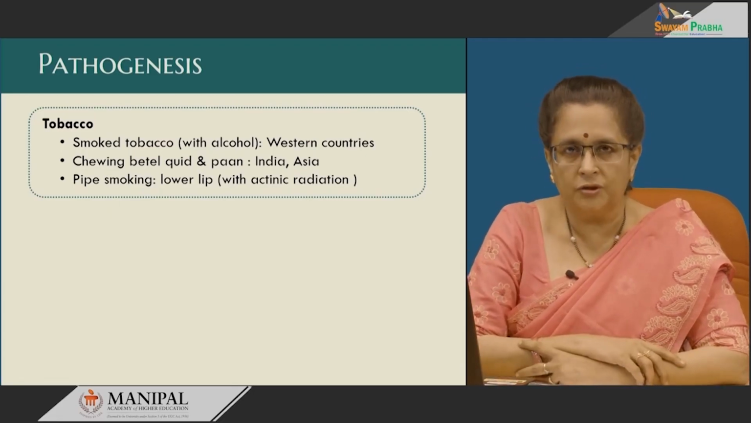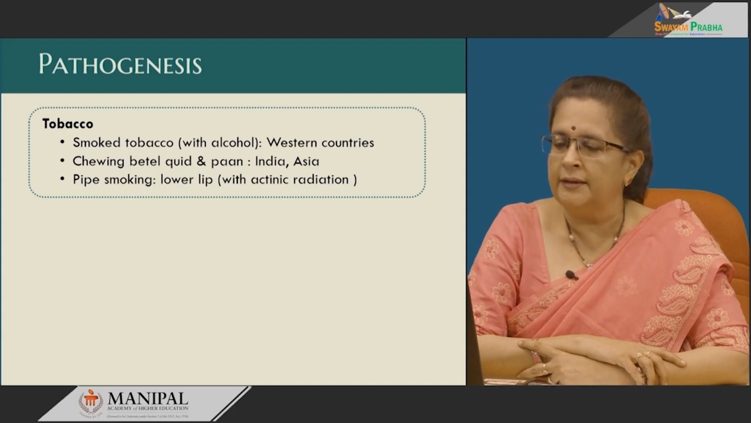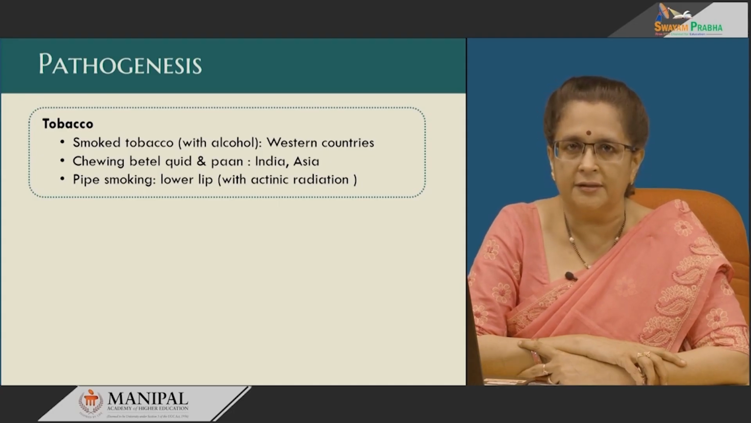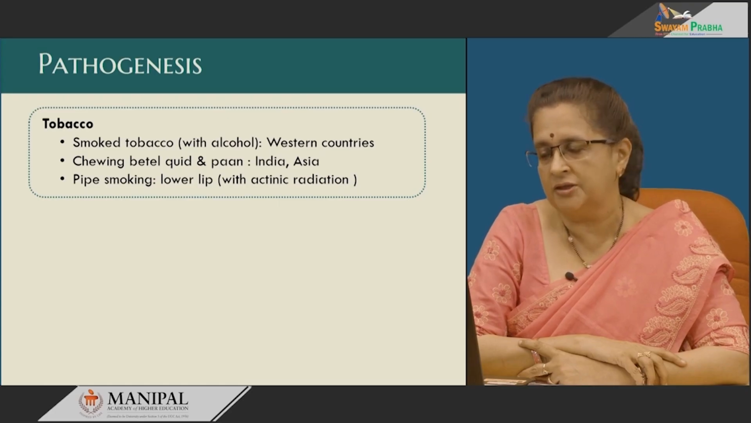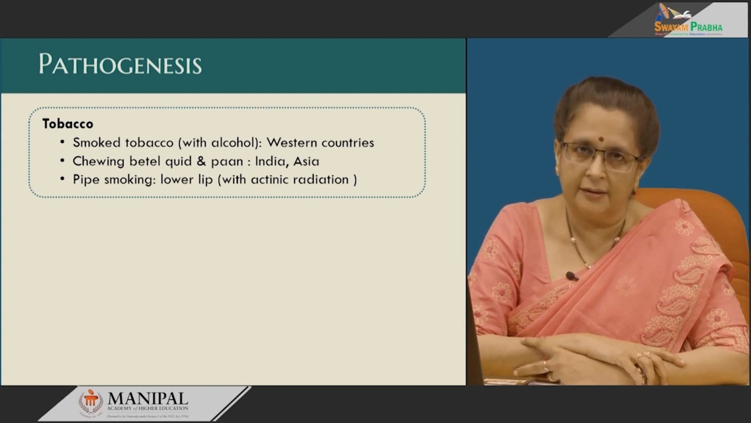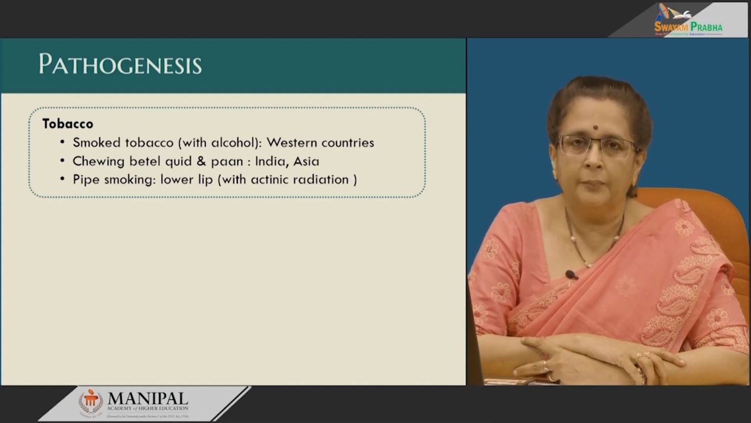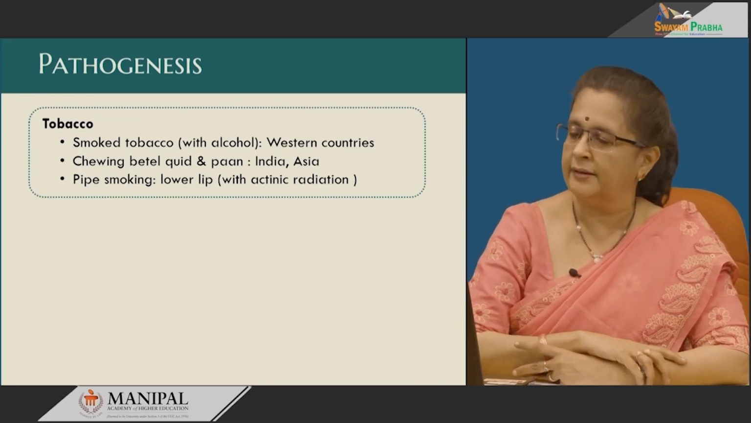Most often it is smoked tobacco, especially in western countries, but the increased incidence of oral carcinomas in other countries like India especially, has been noted to be due to chewing of betel quid and pan, which has certain carcinogenic agents in the form of arecanut etc. And pipe smoking gives rise to carcinomas of the lower lip. This is in association with actinic radiation.